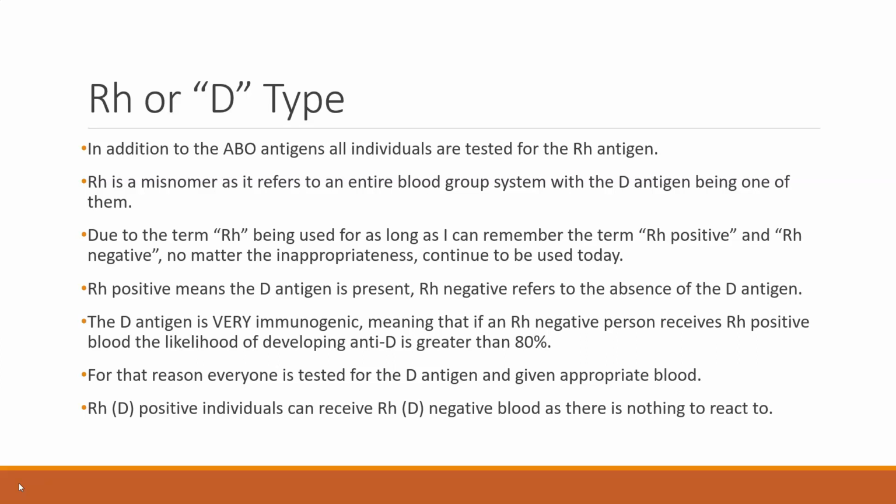The D antigen, the Rh positive means the D antigen is present. Rh negative refers to the absence of the D antigen. The D antigen is very, very immunogenic, meaning that if an Rh negative person receives Rh positive blood, the likelihood of developing an immune anti-D is greater than 80%. For that reason, everyone is tested for the D antigen and given appropriate blood. RhD positive individuals can receive RhD negative blood as there is nothing for them to react to.